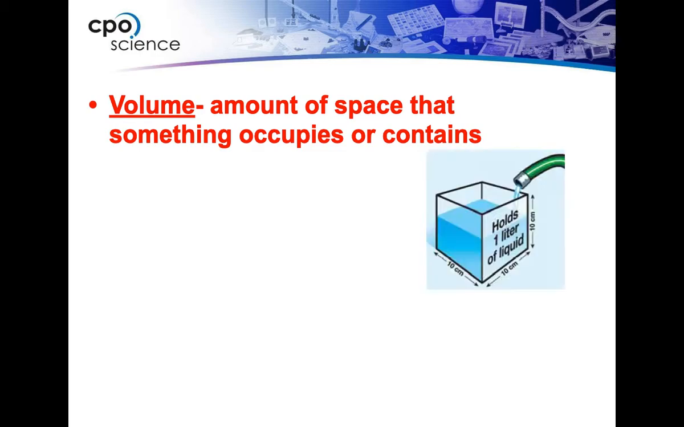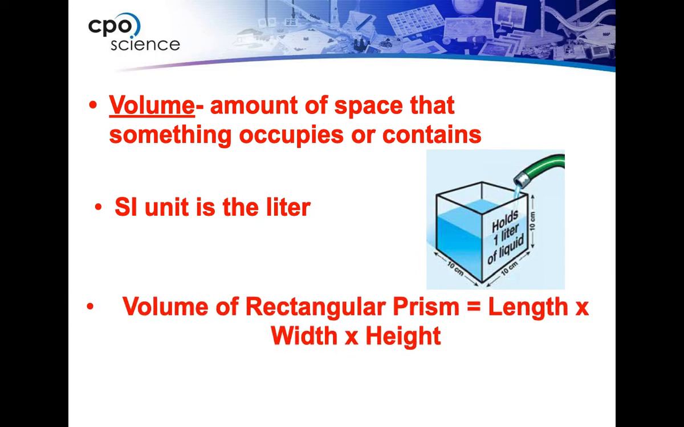Volume is how much space something occupies or contains. SI unit, that's the abbreviated way of saying the standard unit. Remember I said the standard unit is the one most commonly used. So the standard unit for volume in the metric system is the liter. That's why I said earlier, when you go to Canada, if you buy gas, you're buying it in liters. You're not buying it in gallons. And most of us are familiar with liters, like a 2 liter. If you buy a 2 liter pop bottle at the store, just divide that in half and that would be a liter.